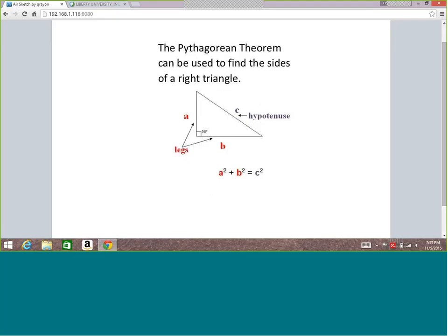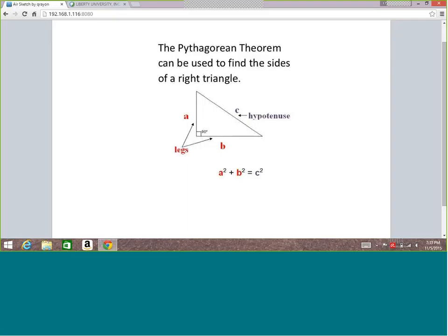A and B do not have to be the same. I know in this picture they kind of look the same, but they're not always going to be the same. The hypotenuse is always across from the right angle. See, if you're standing at the 90-degree angle and you look across, that's the hypotenuse. So it's always across from the right angle, and it always happens to be the longest side as well.